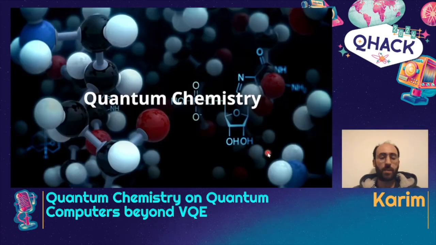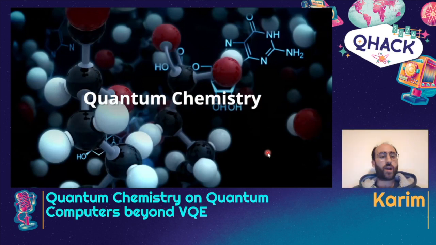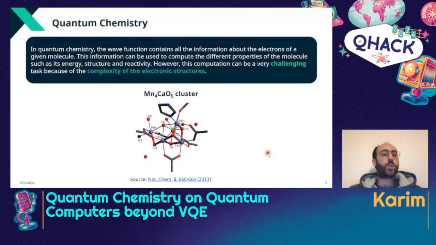So our focus today is going to be on quantum chemistry. As a small recap, in quantum chemistry, the wave function contains all the information about the electrons of a given molecule. This information can be used to compute the different properties of the molecules, such as energy, structure, or reactivity. However, this computation can be very challenging because of the complexity of the electronic structure. Even if the molecules can seem small, they are still very complex problems.